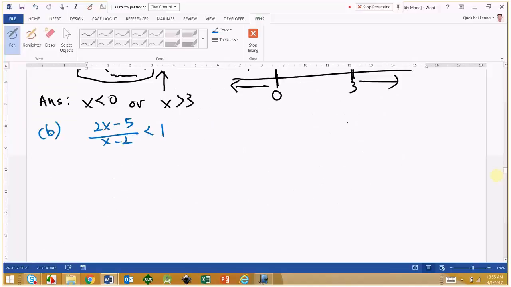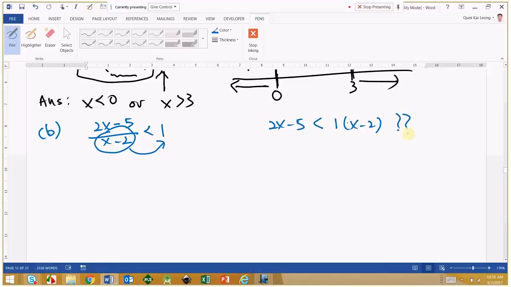Okay, let me do B. Okay, now one way that I can think of, which most of you will probably do, is to move this one over. Don't copy first, move this one over. So 2x minus 5 is less than 1 multiplied by x minus 2. Now is that correct? Anyone want to say something? Is that correct?